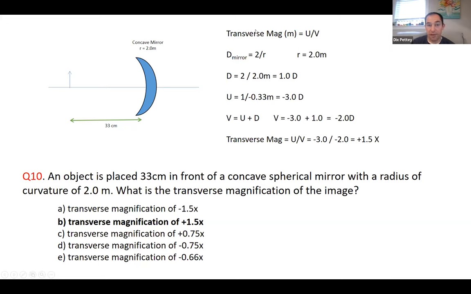Okay, so exactly right. The power of the mirror is 2 over R, 2 over the radius. But you're right, we do have to calculate that power first. 2 over 2 is 1. Our object is placed 33 centimeters to the left, so it'd be a minus 3 diopters. And then, was everybody able to get this minus 2 diopters for the image? Did anybody get to that point? Or did the radius just throw everybody off?